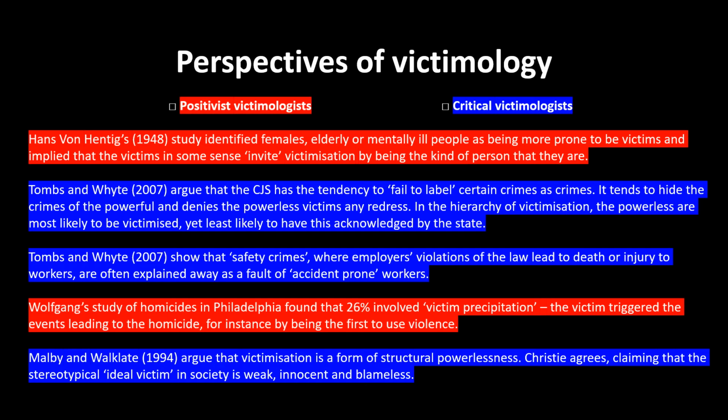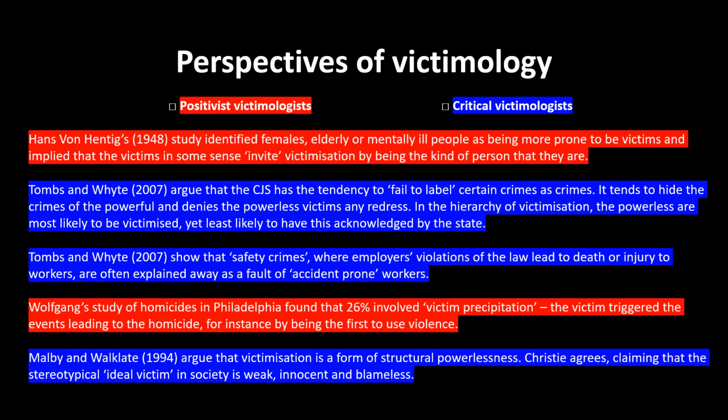And you've also got Wolfgang, who's a positivist, who talks about homicides in Philadelphia, and that in 26% of cases the victim precipitation involved the victim triggering the events that led to the homicide. For example, being the first to use violence, or carrying a gun, or bringing a weapon to some form of altercation. So again, the positivist approach is very much that the victim has a role to play.